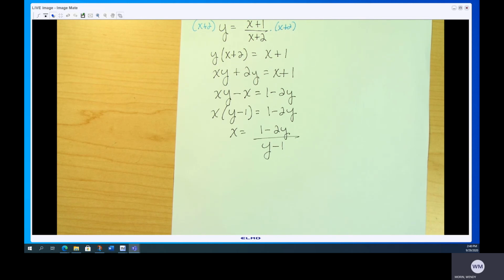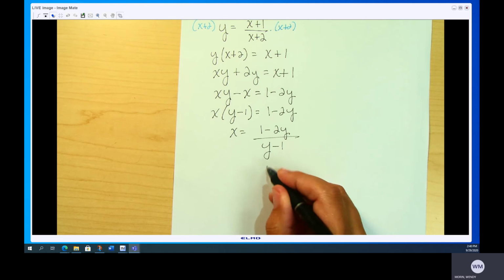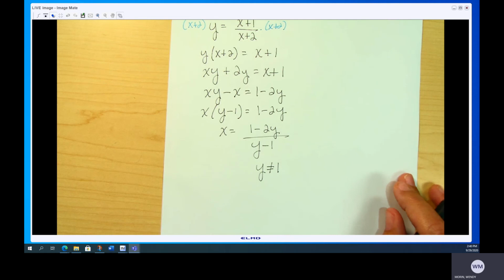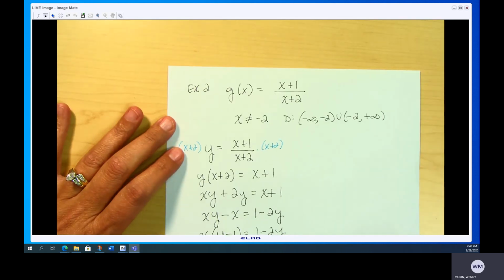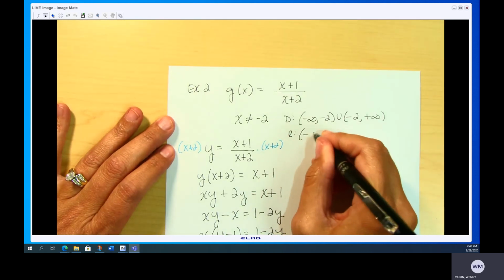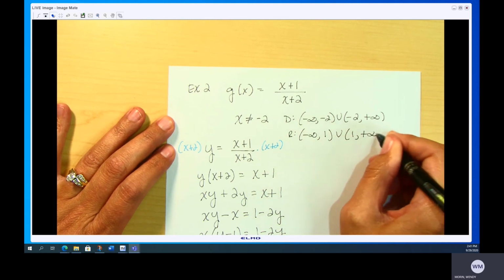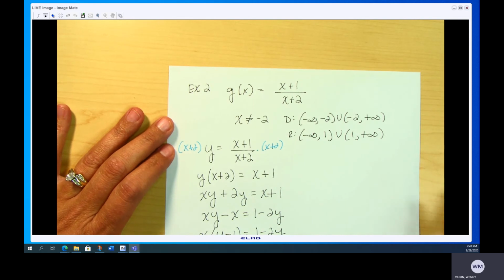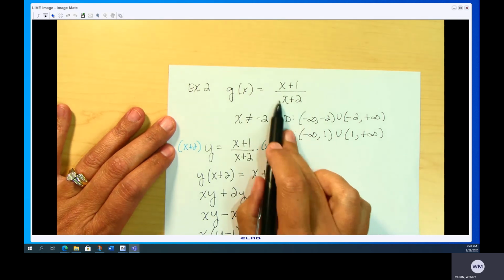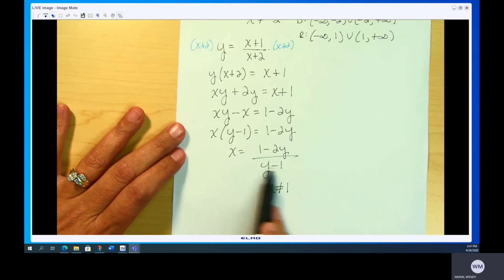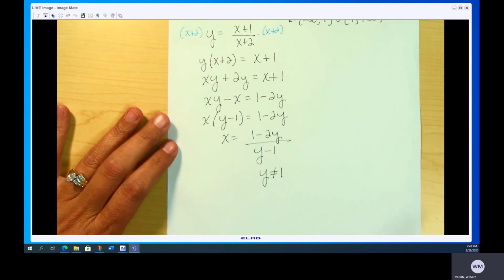So what y value is going to cause us a problem? Well, again, looking at your denominator, you cannot divide by 0, so y cannot equal 1. So what do you think your range is going to be? Your range is going to be all reals except positive 1. So that's how you're going to do domain and range. Domain comes from the denominator of the original, and the range comes from the denominator after rearranging it and using your algebra skills.